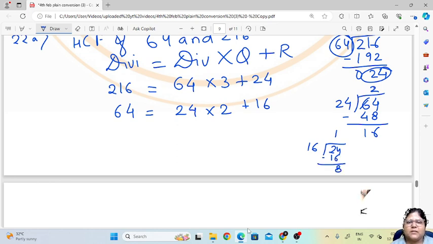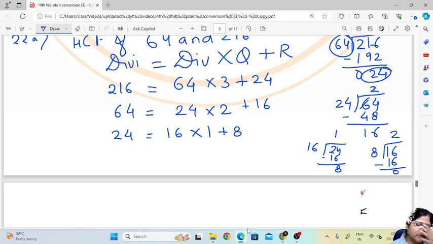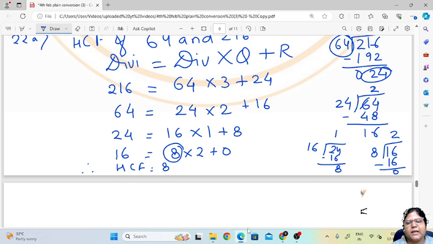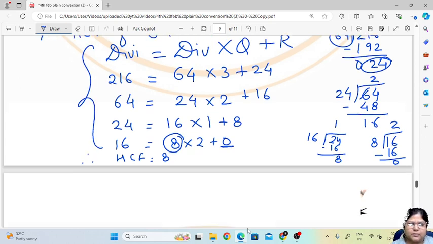So again you will write it as 24 equals 16 times 1 plus 8. Now you divide 16 by 8. 8 2s are 16. So you write 16 equals 8 into 2 plus 0. Therefore HCF is equal to 8. The number which divides completely and gives you 0 at the end is the HCF of those two numbers. This is your Euclid's division algorithm.